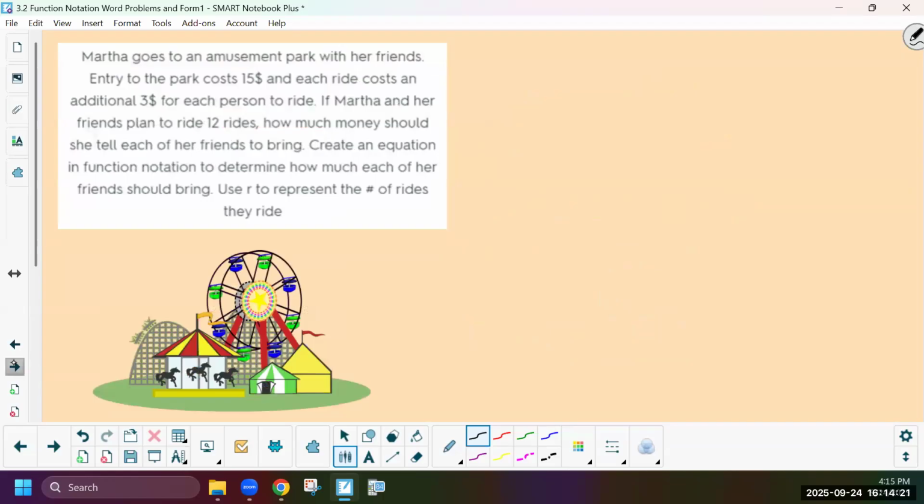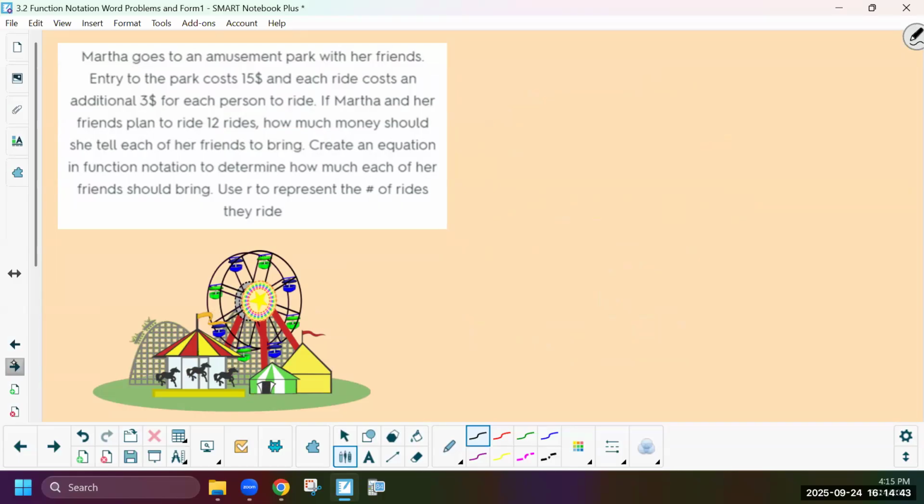Okay. Martha goes to an amusement park with her friends. Entry to the park costs $15, and each ride costs an additional $3 for each person to ride. If Martha and her friends plan to ride 12 rides, how much money should she tell her friends to bring? Create an equation in function notation and determine how much each of her friends should bring. Use R to represent the number of rides.